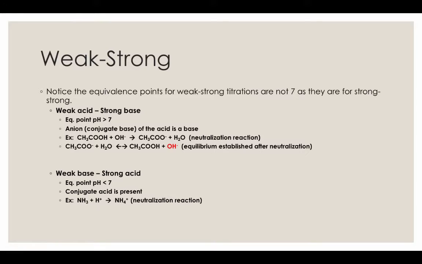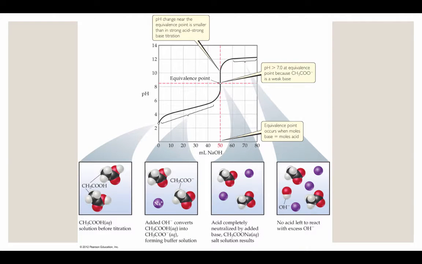However, again, recall that weak bases have relatively strong conjugate acids. Therefore, this conjugate acid can establish an equilibrium by reacting with water to produce H3O+ ions. This increased amount of H3O+ will decrease our pH slightly, resulting in a pH at the equivalence point of less than 7. Now let's look at this from the particle level.